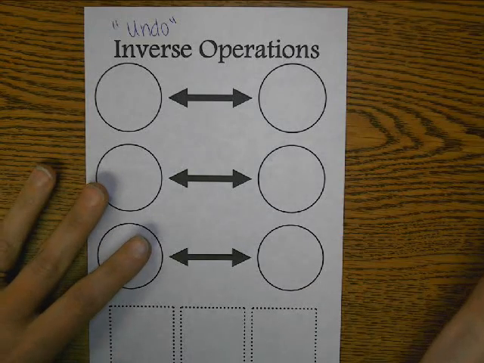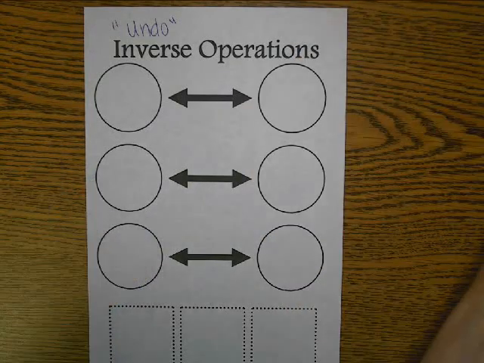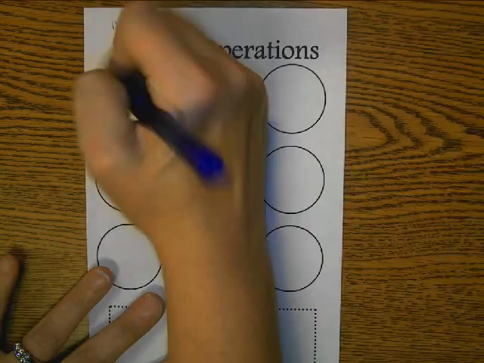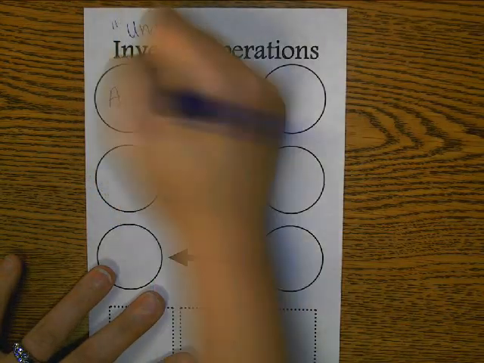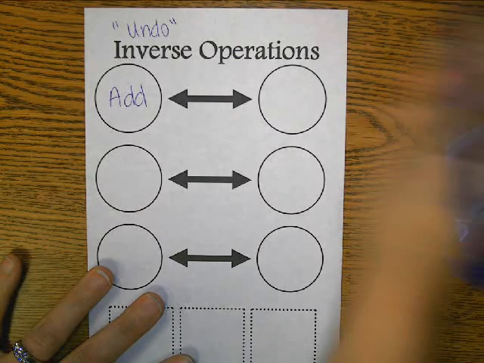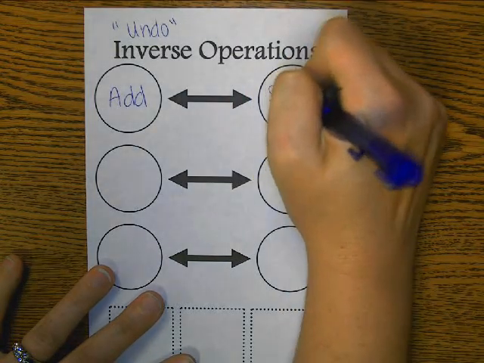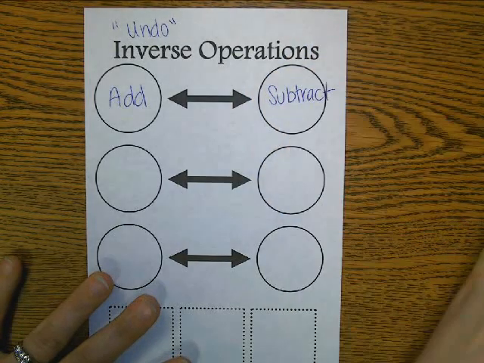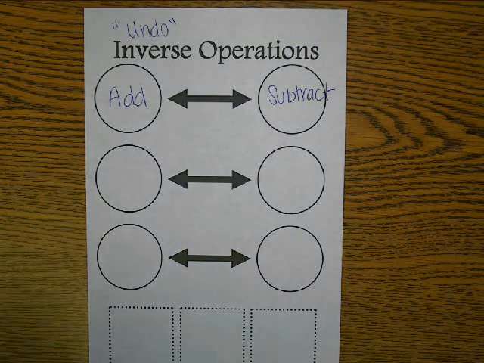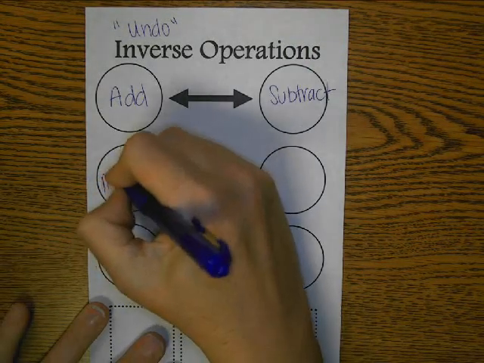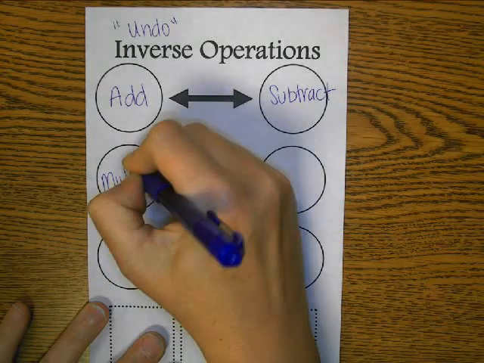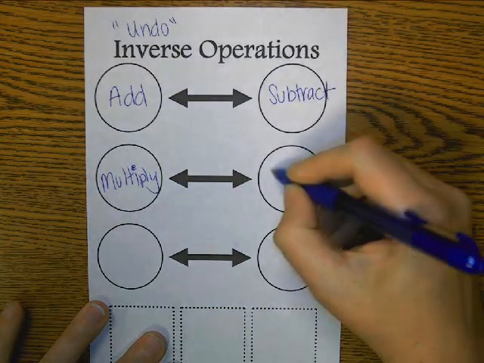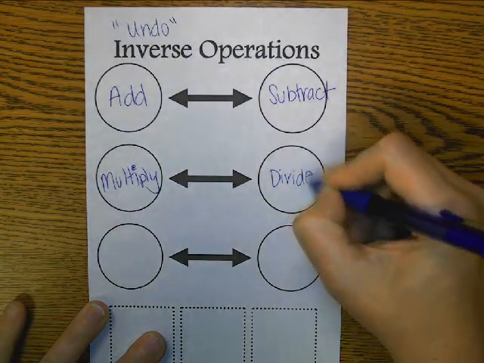So let's just talk about inverse operations. Remember, operations are add, subtract, multiply, and divide. So what is the inverse operation to addition? Subtraction. So the opposite of add is to subtract. What is the opposite of multiply? Well, the opposite of multiply is to divide.